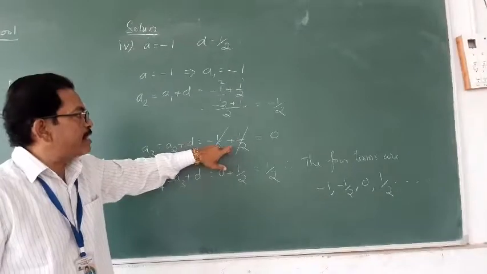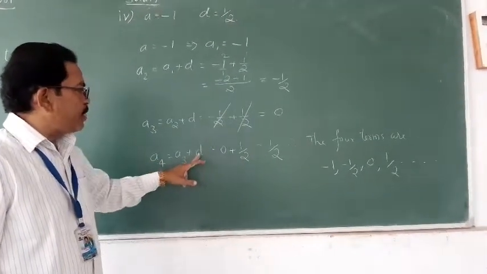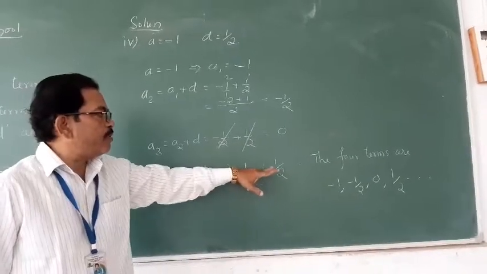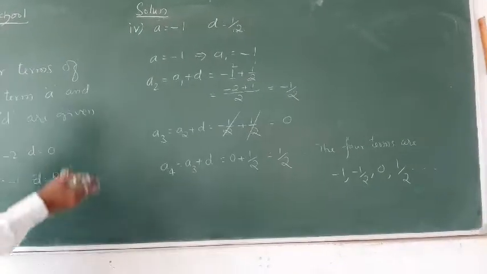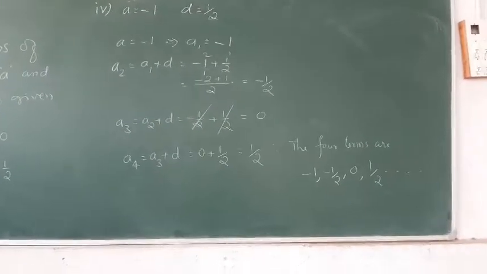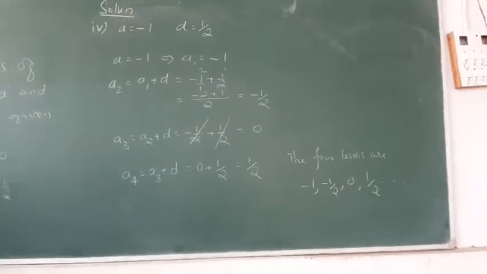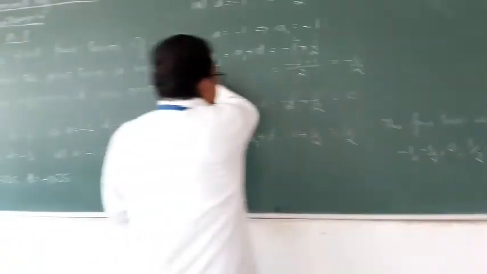So plus 1 by 2 is the common difference. Plus or minus cancels. Therefore that equals 0. A4 is A3 plus D, 0 plus 1 by 2, that is 1 by 2. The four terms are minus 1 by 2, 0 and 1 by 2. Okay. Let us solve the next one.